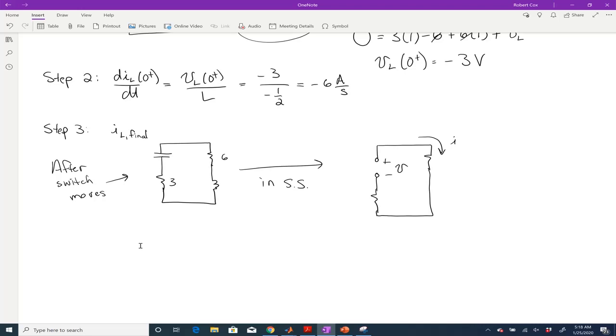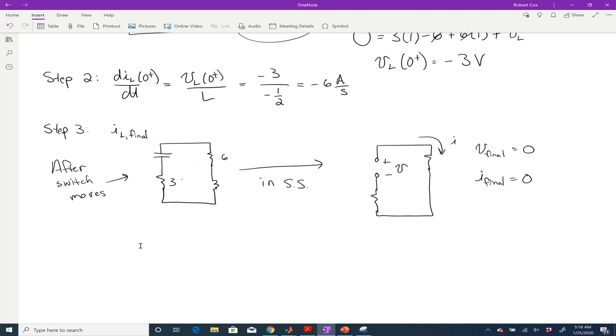If there's no sources, it better be the case that there's no voltage or current left in the circuit, because there are loss mechanisms, the 3 ohm and the 6 ohm. The inductor and capacitor have to lose all of their energy, which means all the current and voltage better be gone. And in fact, that is what happens. If I look at this, V final is clearly going to be 0, and I final is also 0, right? There can't be any current in this circuit.